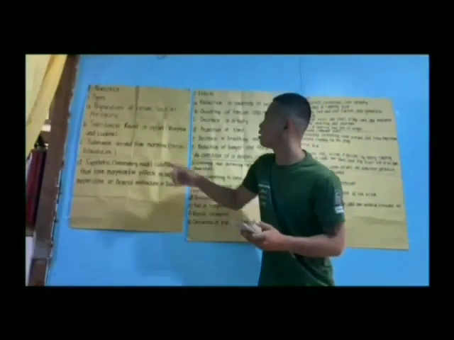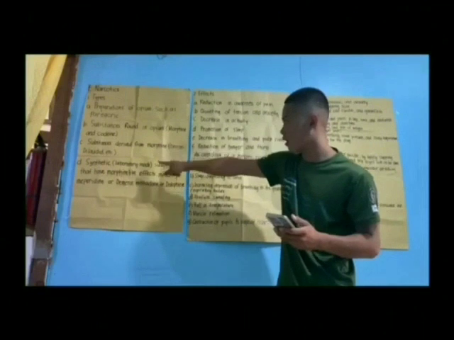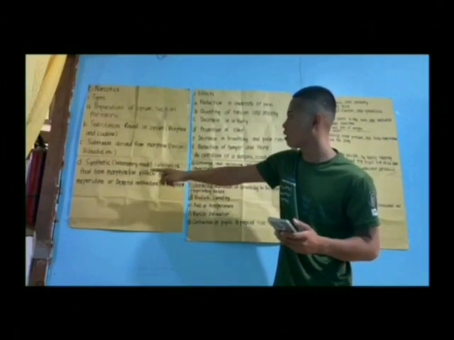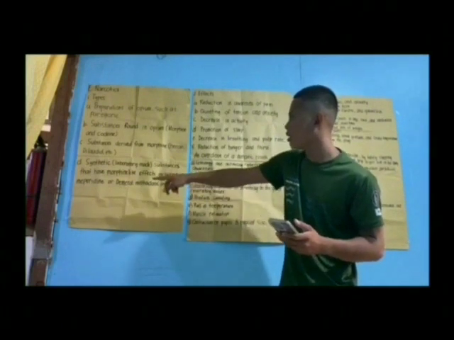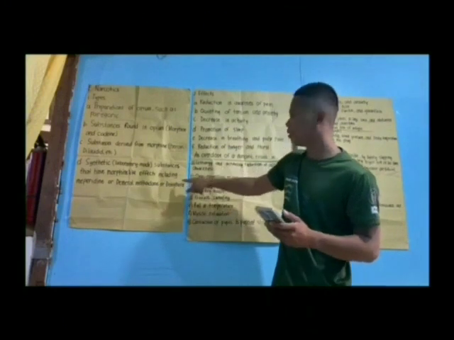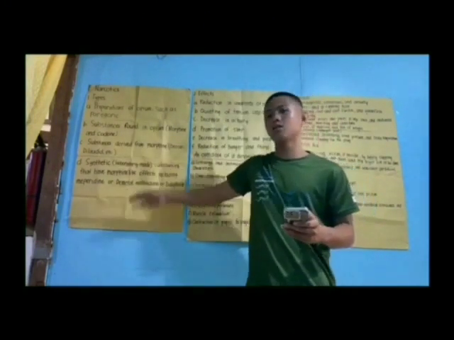Then next is substances found in opium, morphine, and codeine-related. Then last is synthetic, laboratory-made substances that have morphine-like effects, including meperidine, methadone, or dolophine. So these are more types of narcotics, drugs that relieve our pain.